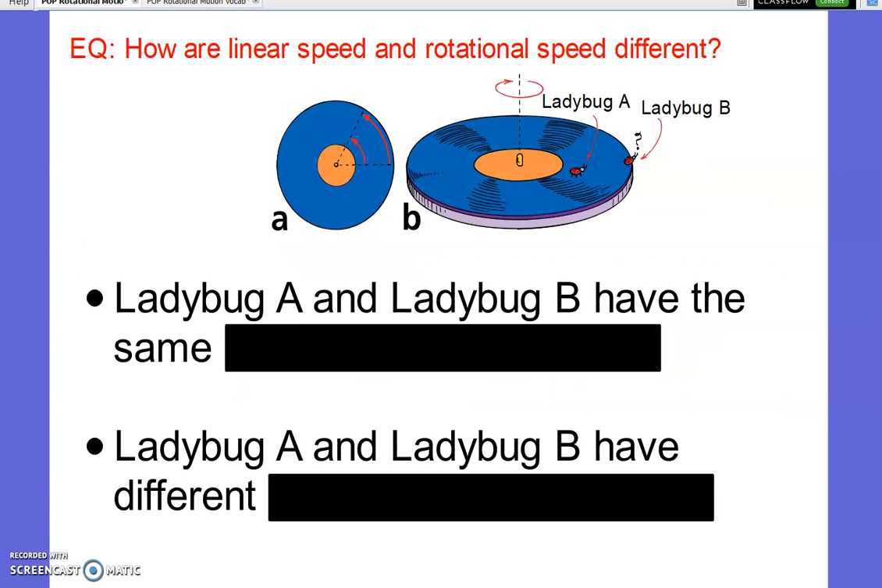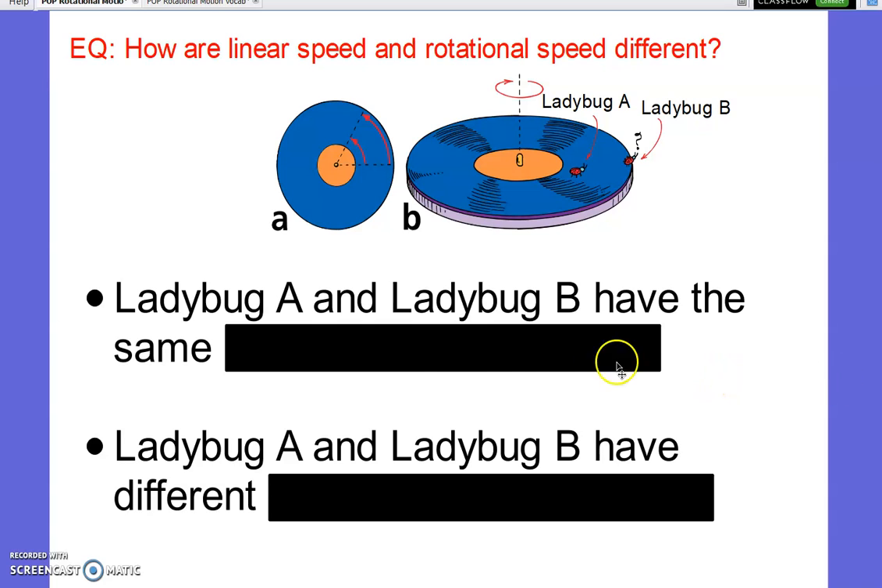And what I want you to do here is you can pause the video and try and answer these questions, and then you can unpause and see how well you did. We again see that we have these two ladybugs, Ladybug A and Ladybug B. What will be the same about Ladybug A and Ladybug B? And which one will be different? So your options are linear speed or rotational speed. Which one will be the same and which one will be different? So go ahead and pause the video, and when you're ready, you can unpause and see how you did.